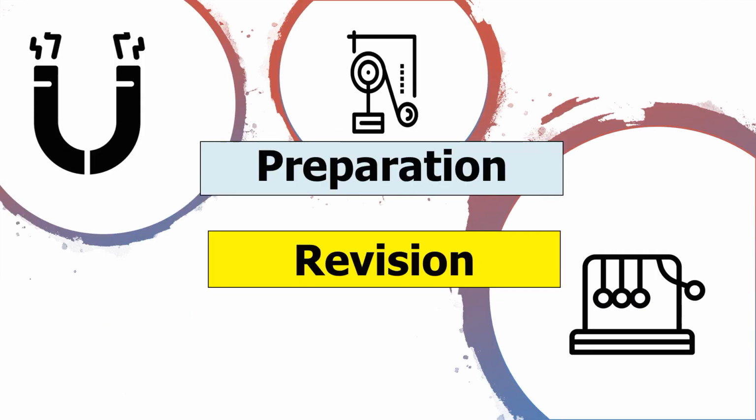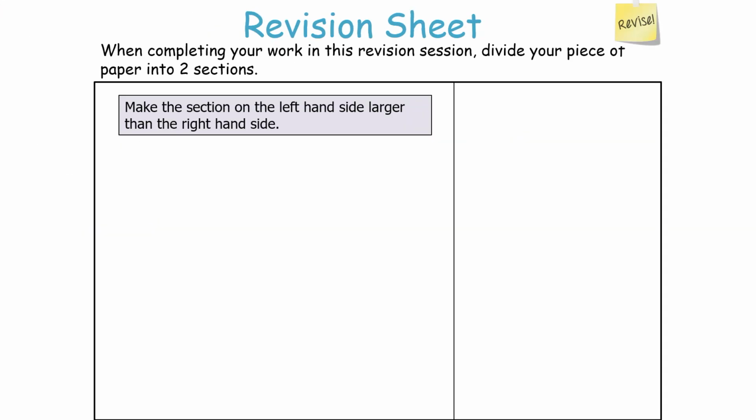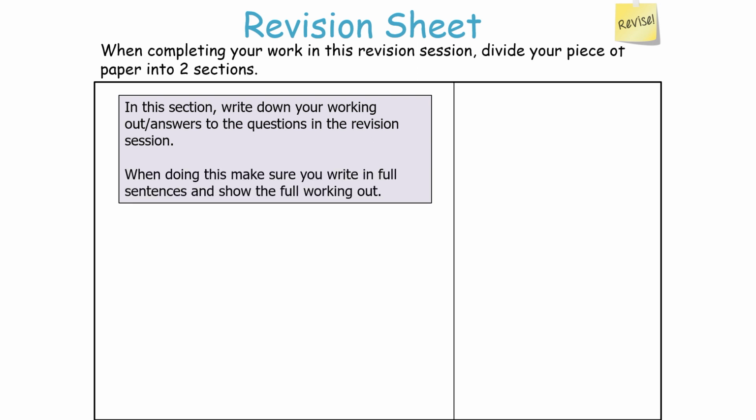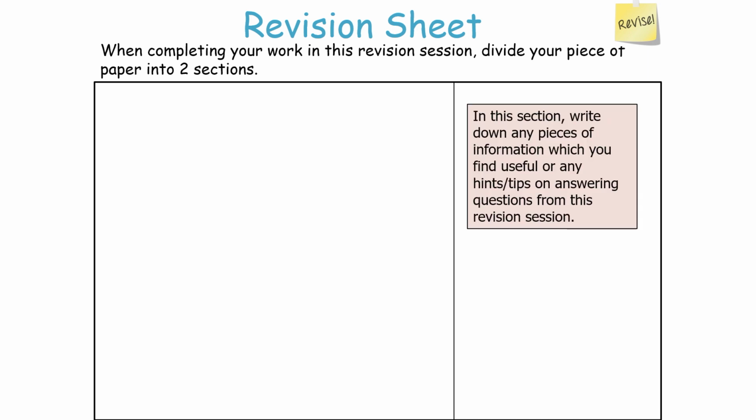So how should you be preparing for this revision session? Well, when completing your work in this revision session, divide your piece of paper into two sections. Make the section on the left hand side larger than the right hand side. In this left hand side section, write down your working out and answers to the questions in the revision session. When you're doing this, make sure you write in full sentences and show your full working out. Whilst in the right hand side, write down any piece of information which you find useful or any hints and tips on answering questions from this revision session.